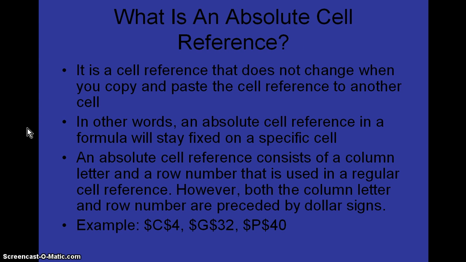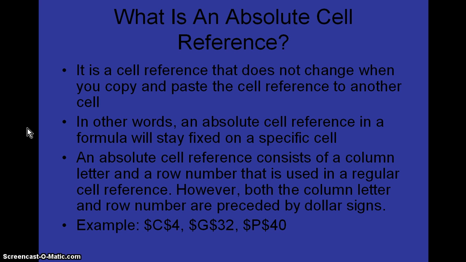So what is an absolute cell reference as opposed to a relative cell reference? Well, an absolute cell reference is a cell reference that does not change when you copy and paste it to another cell. In other words, an absolute cell reference in a formula will stay fixed on a specific cell. An absolute cell reference consists of a column letter and a row number, as in a regular cell reference. However, the difference is that both the column letter and row number are preceded by dollar signs.